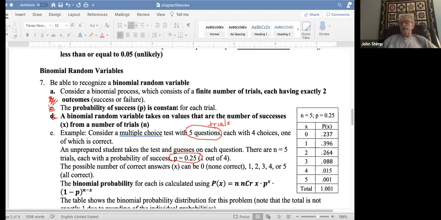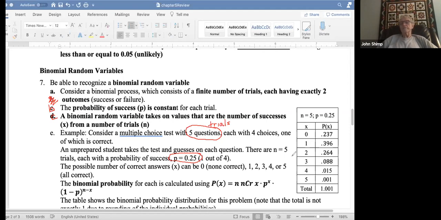And how many possible correct answers can I have if I do all 5 questions? I can miss them all, which says 0. I can miss 4 of them and get 1 correct. I can miss 3 of them and get 2 correct. Miss 2 of them and get 3, miss 1 of them and get 4 correct, or I could get them all 5 correct. So it's good to know what the possible values for the number of successes is. So remember, it starts at 0 and goes all the way up to the number of trials. Binomial random variable starts at 0 and goes all the way up to the number of trials.